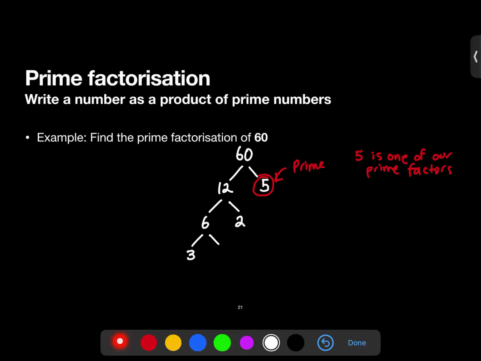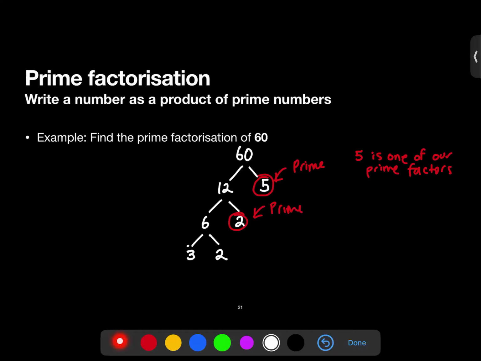And 2, correct. And now what about 2? Can we split it into two numbers? No, we cannot, correct? So 2 is prime, correct.